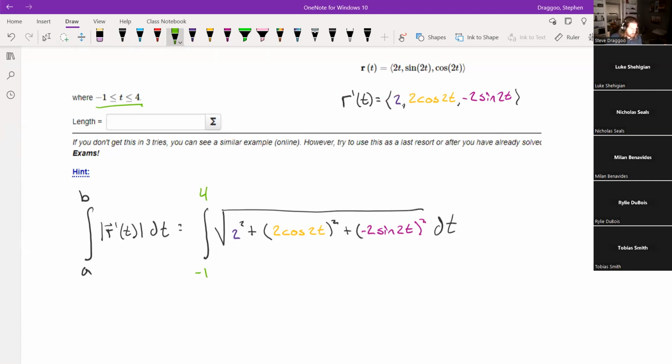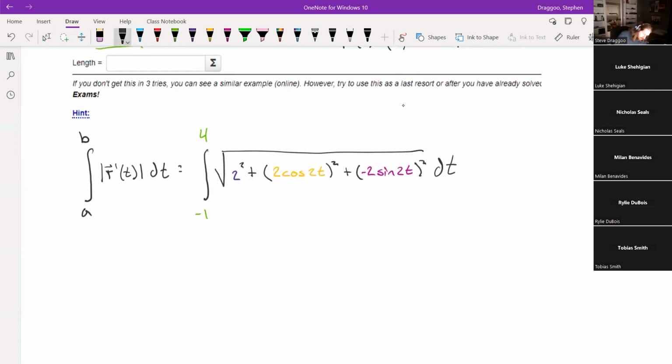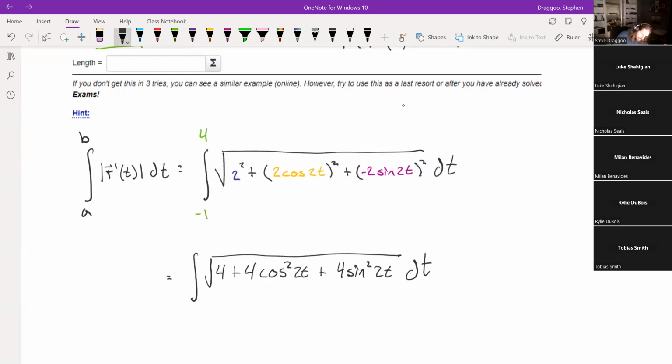All right. Let's fill the rest of this out. And also for consistency's sake, that should have been in black. All right. So what is this? What does this integral look like? It's pretty scary right now, but I'm hoping by the end it won't be so scary. So square all this stuff out. This is 4 plus 4 cosine squared of 2t plus 4 sine squared of 2t. Put my hat on my square root, throw a dt in at the end.